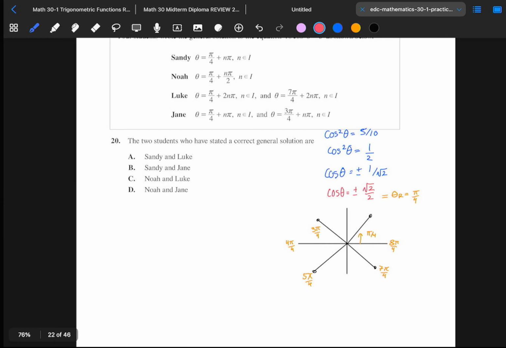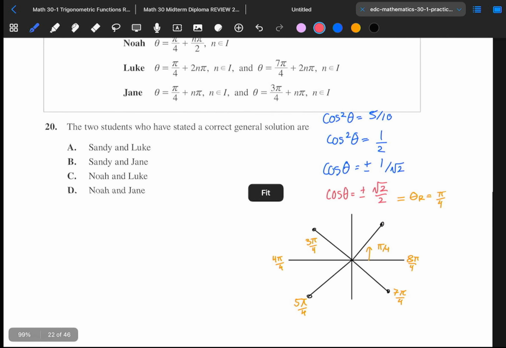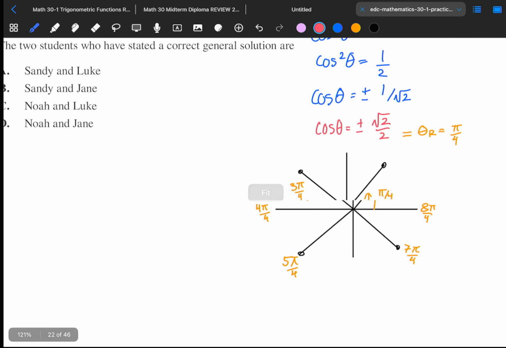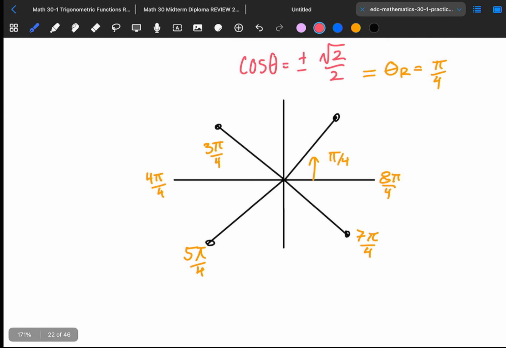We're asked for the general solution, right? So we have to find two possible general solutions here that will work. The first one I see is we have this angle to this angle.